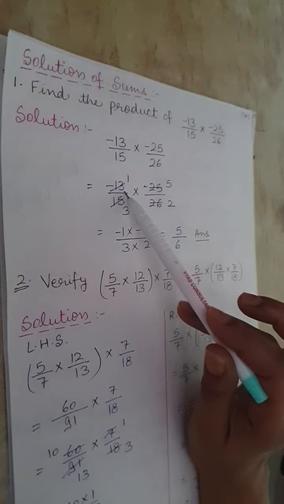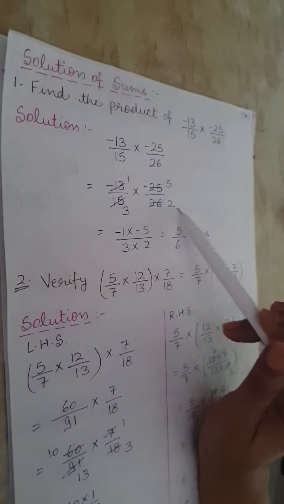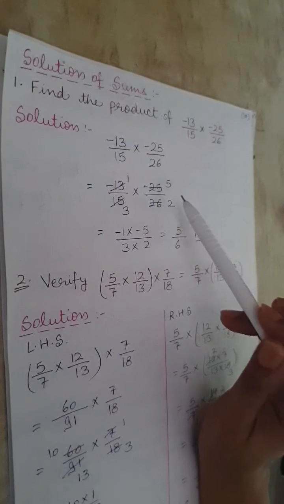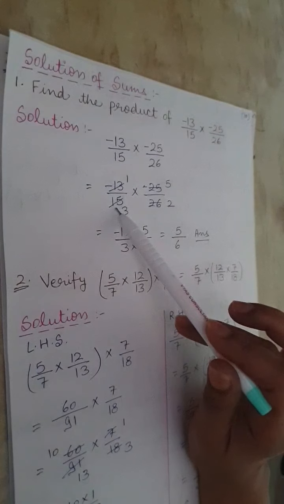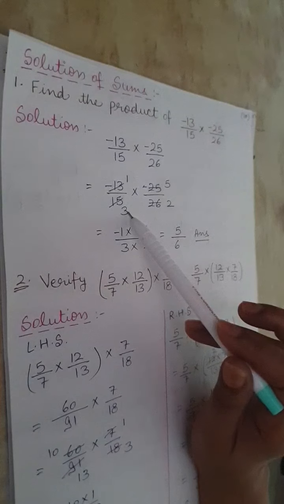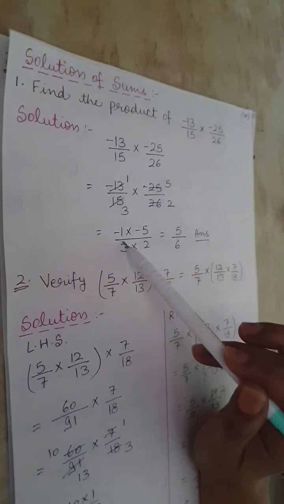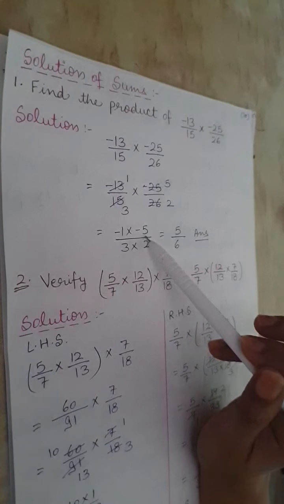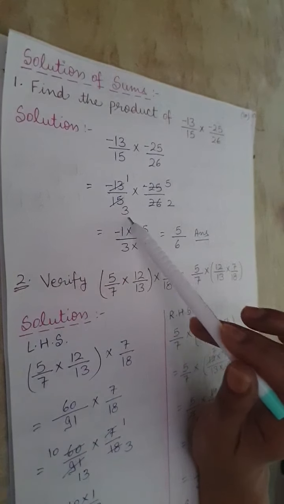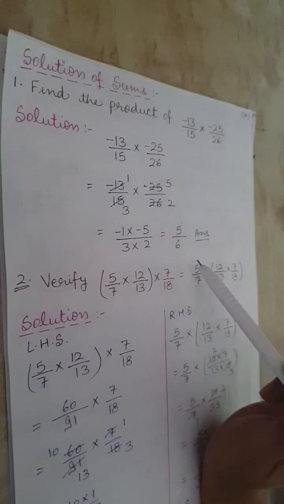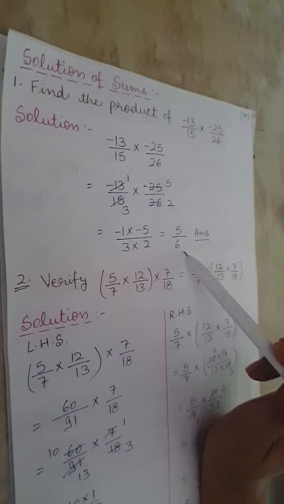Here we are doing this. 13 ones are 13, 13 twos are 26, and then 25 and 15. We have cut them by 5, by the table of 5, and we get 3 and 5. Now multiply -1 by -5, and in the denominator 3 multiplied by 2. So what will be the answer? The answer will be 5 by 6.